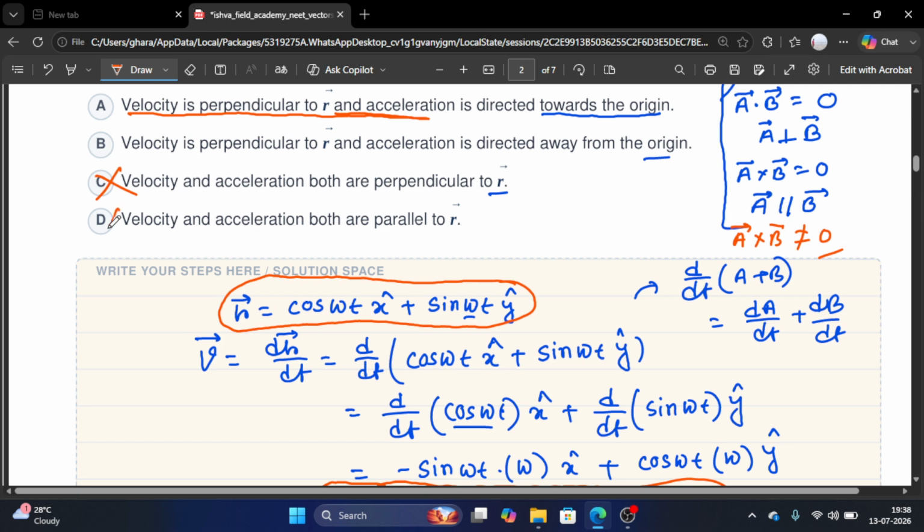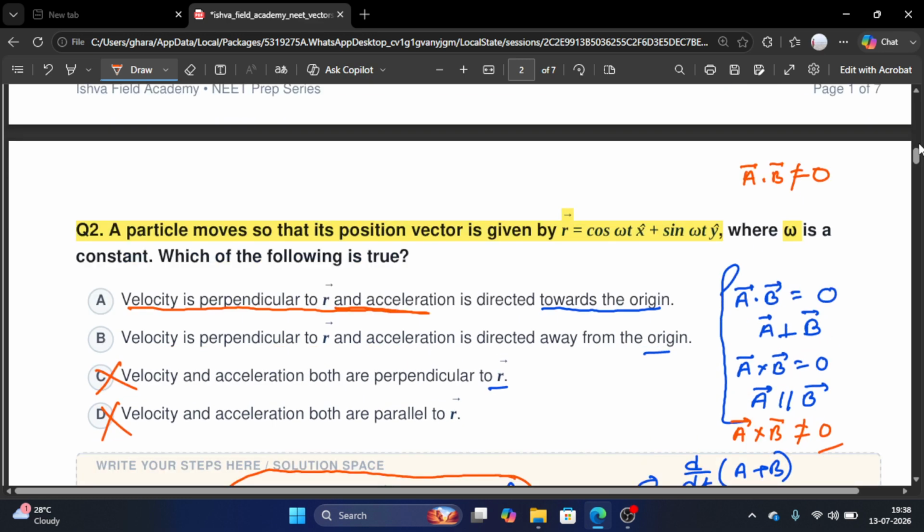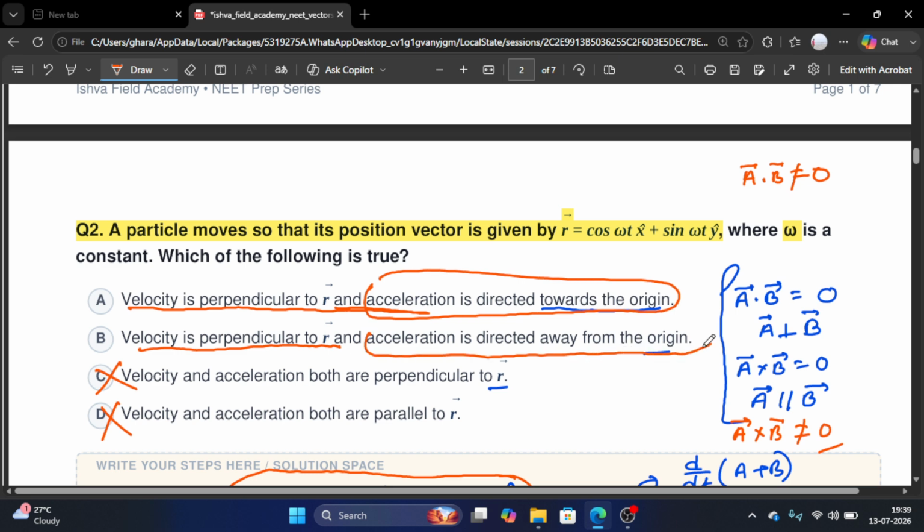So now one option is present here, these are two options. In this also velocity is perpendicular to the R, and here also velocity is perpendicular to the R. Now in this second part, acceleration is directed towards the origin and acceleration is directed away from the origin. So just check.